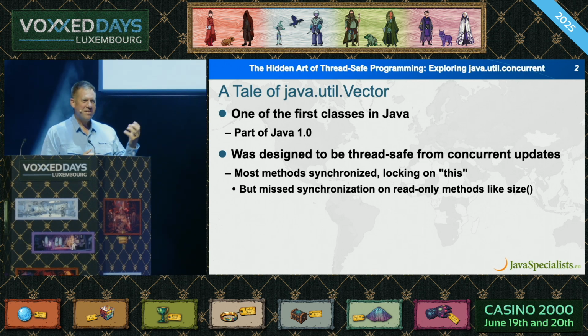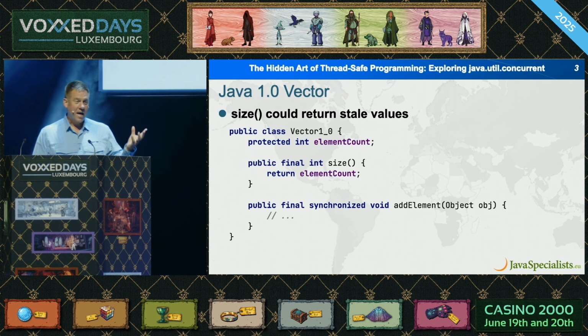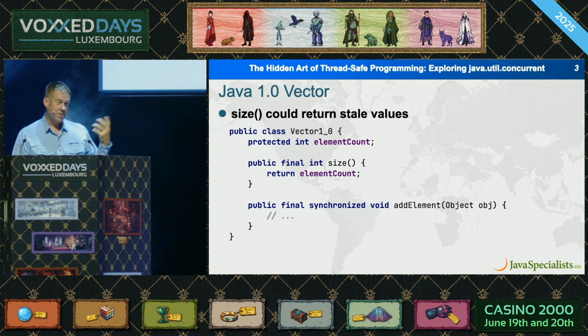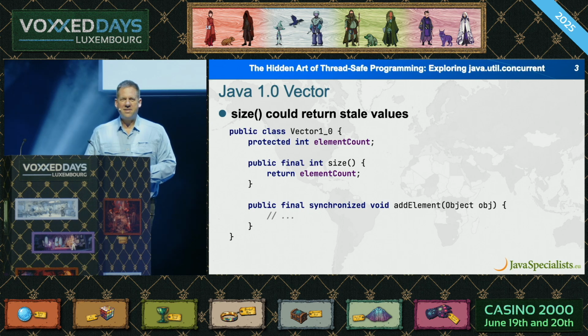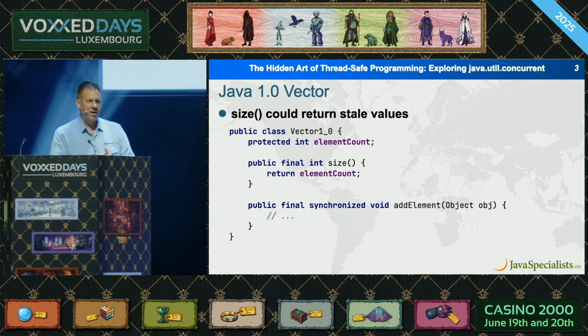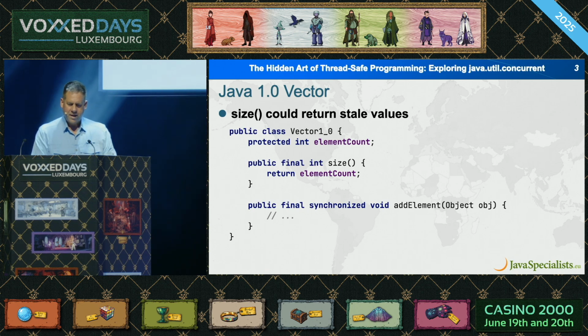But they missed some important synchronization. For example, on the size method. The size was not synchronized. They said, well, it's read-only, what do we care? And then they also didn't mark the element count as volatile, which meant when you read the size, you could get stale values back. So another thread might change the size, but you wouldn't see the element count. So this is a little bug in Java 1.0.